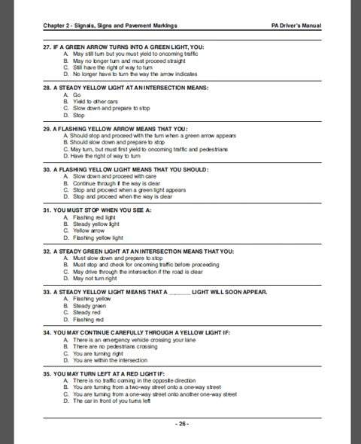35. You may turn left at a red light if A, there is no traffic coming in the opposite direction. B, you are turning from a two-way street onto a one-way street. C, you are turning from a one-way street onto another one-way street. D, the car in front of you turns left. The answer is letter C. You can turn left on red if you are turning from a one-way street onto another one-way street.